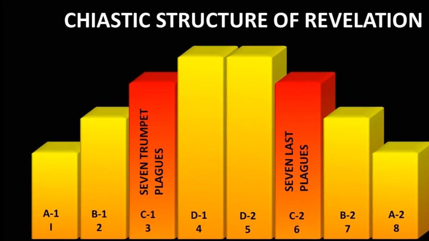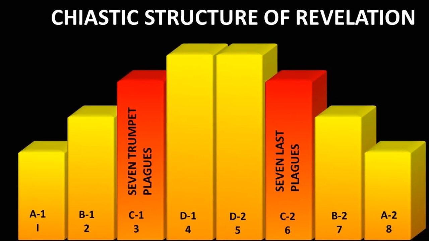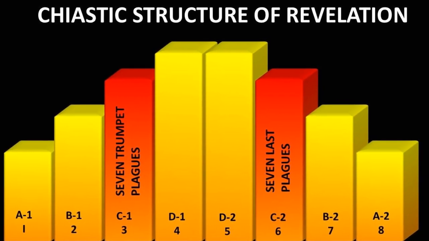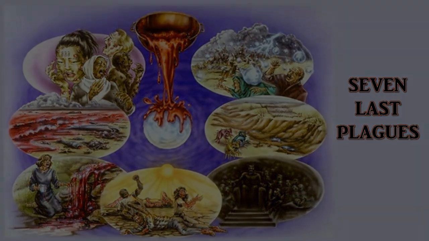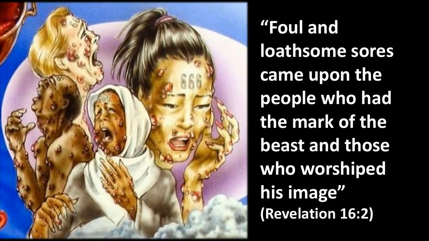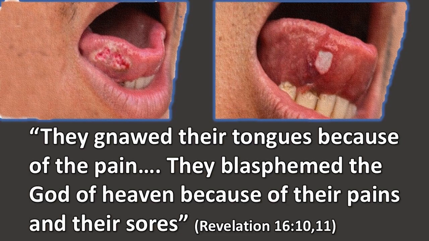It helps to compare this section with its chiastic counterpart, Division 6 in chapter 16. There we see the 7 last plagues, which seem to be quite literal. In the first plague, foul and loathsome sores came upon the people who had the mark of the beast and those who worshipped his image. They gnawed their tongues because of the pain and blasphemed God because of their pains and their sores.